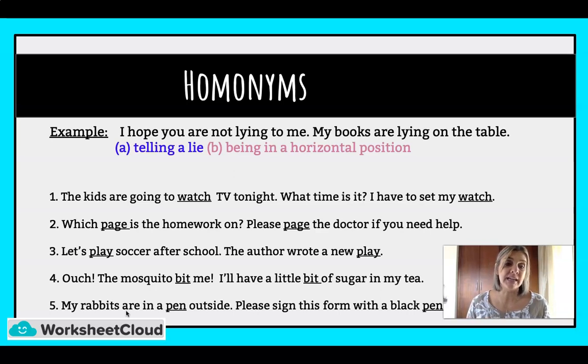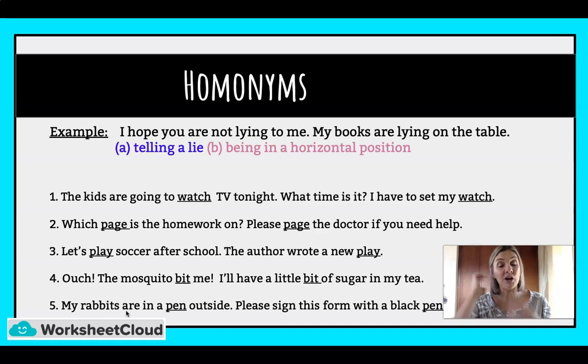And then number 3, let's play soccer after school. Obviously it's a verb. You're doing something. And the author wrote a new play. That's where people present a story on a stage. Number 4, ouch, the mosquito bit me, so an actual bite. And then I'll have a little bit of sugar means a small amount. And then the rabbits are in a pen outside, so that's their enclosure, their cage or their little gated enclosure. And then please sign this form with a black pen, obviously a writing device.